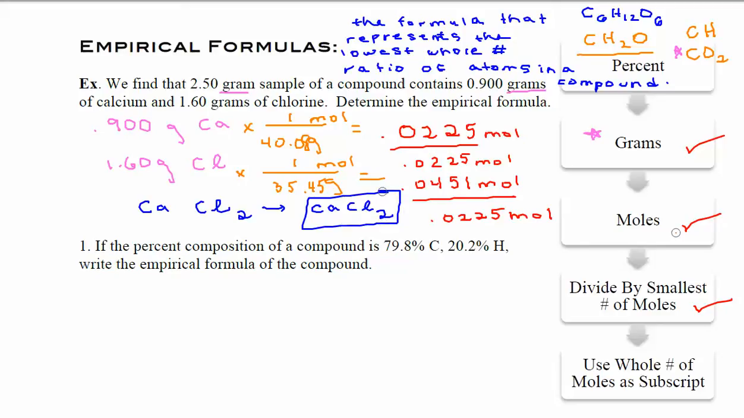All right. Now, if instead of giving you mass like I did in this example problem, I were to give you percent, you first need to convert from percent to grams. Now this is easier than it sounds. If we assume that we have a compound with a mass of 100 grams, and 79.8% of that is carbon, then I can assume that the mass of carbon is just 79.8 grams. For hydrogen, it's 20.2 grams of hydrogen.